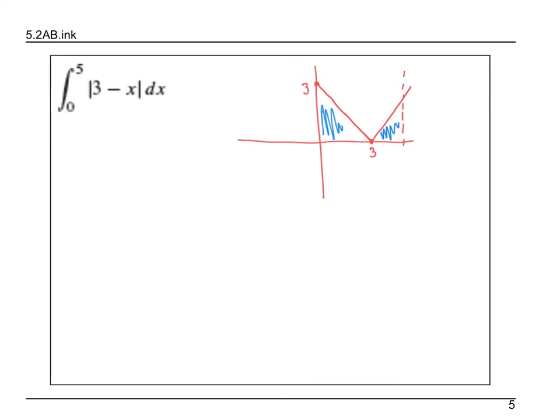So now I don't have any negative area. I have 1/2 times 3 times 3 plus 1/2 times 2 times 2. So I end up having 13 over 2 for my area.